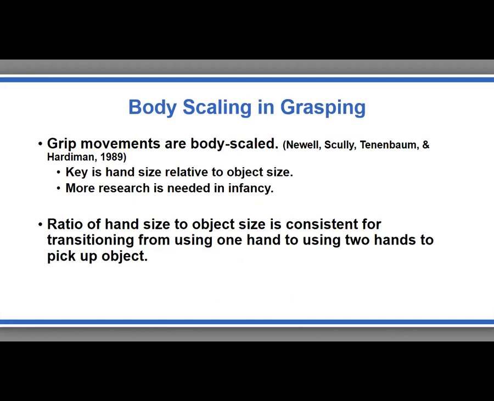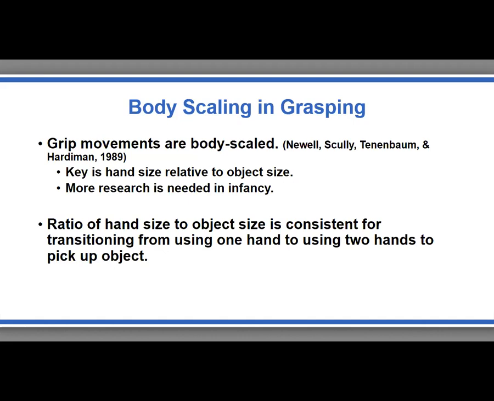Body scaling and grasping. Grip movements are body scaled. Key is hand size relative to the object size. So again, depending on the type of ball, right? If I'm holding a baseball, it fits inside the palm of my hand really easily. Now, if I hand that same baseball to a 4-year-old, well, the baseball is much larger than their palm, right? They can't almost curl their fingers around the ball. It's a little bit different, right?